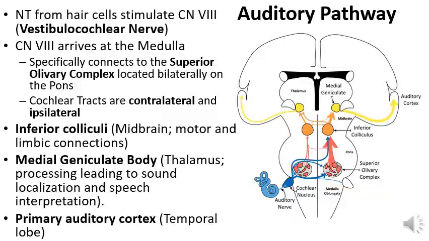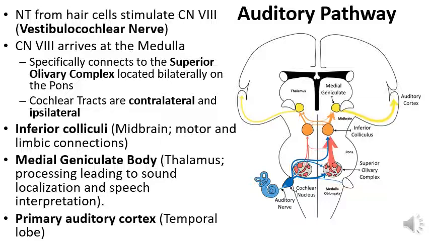Now, in the midbrain, we also have tracts that are going to carry this same information into the thalamus. And a part of the thalamus that's critical here is something called the medial geniculate body. The medial geniculate body technically is part of the thalamus, and it is responsible for processing sound localization and speech interpretation. In other words, it's going to basically do all the routing that's going to be necessary for us to interpret this sound that's coming into our brain.